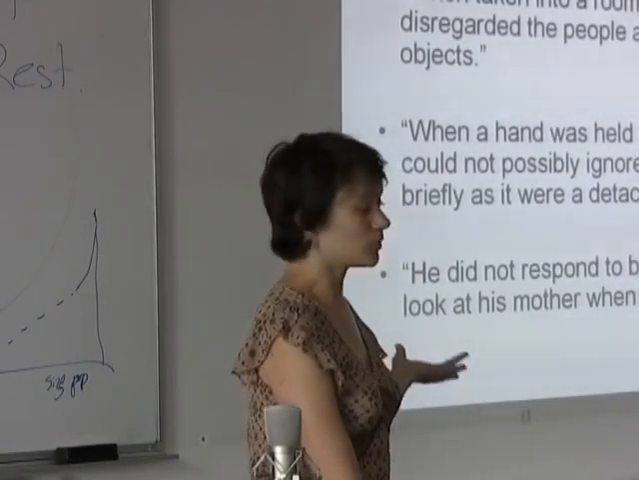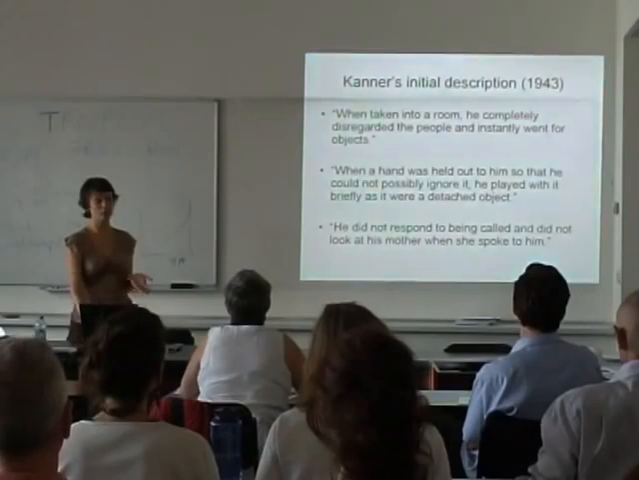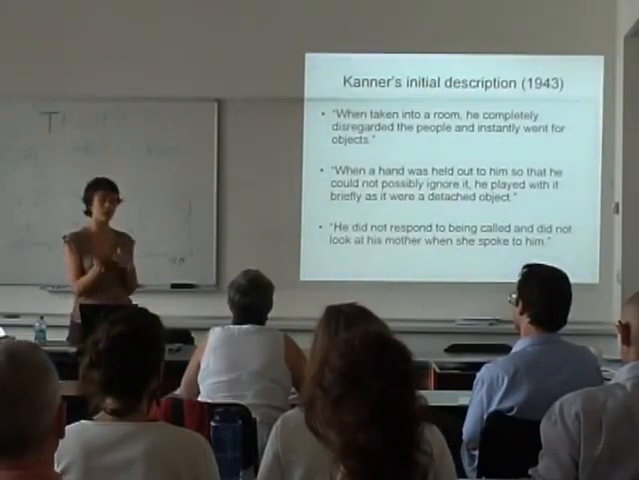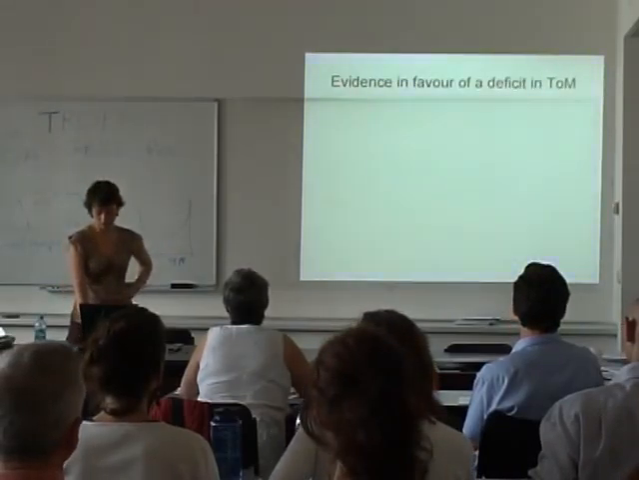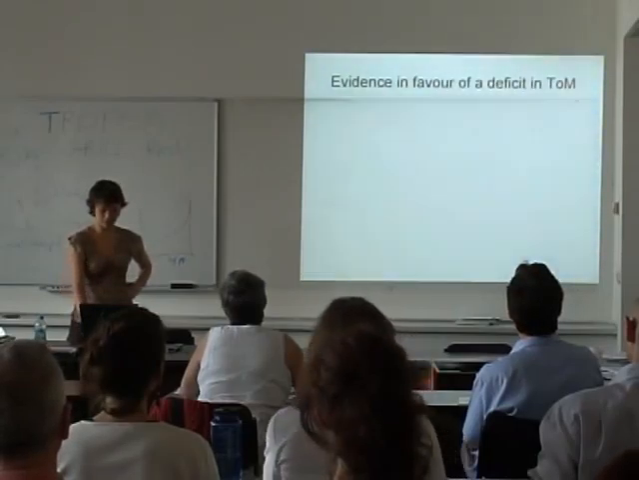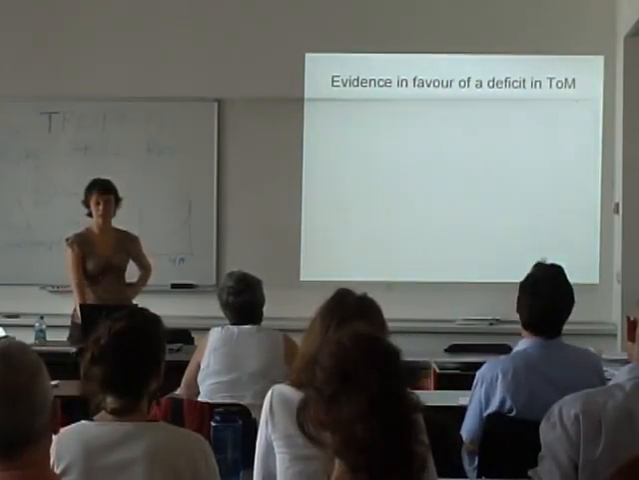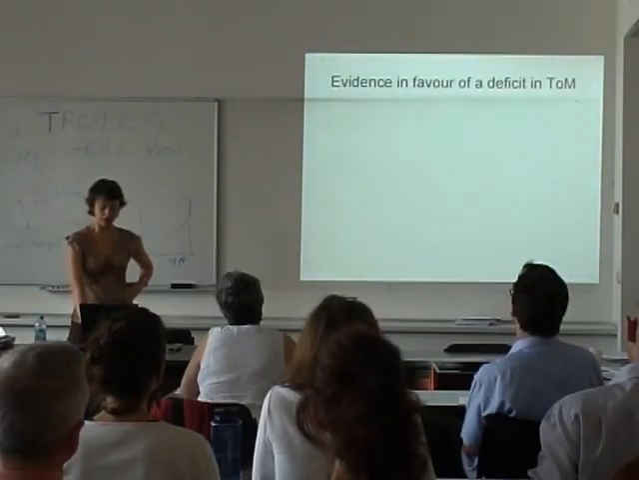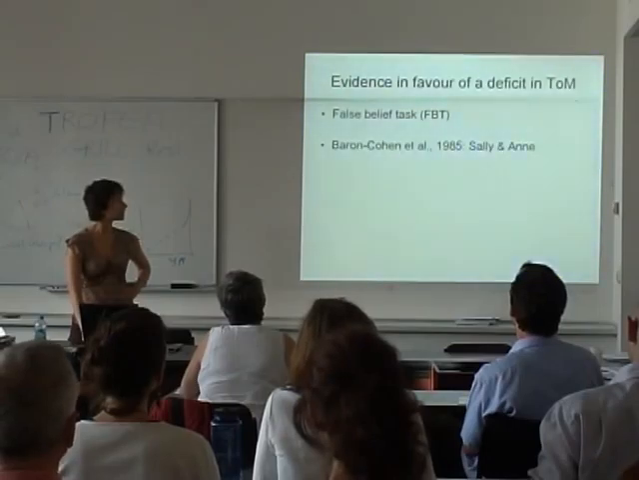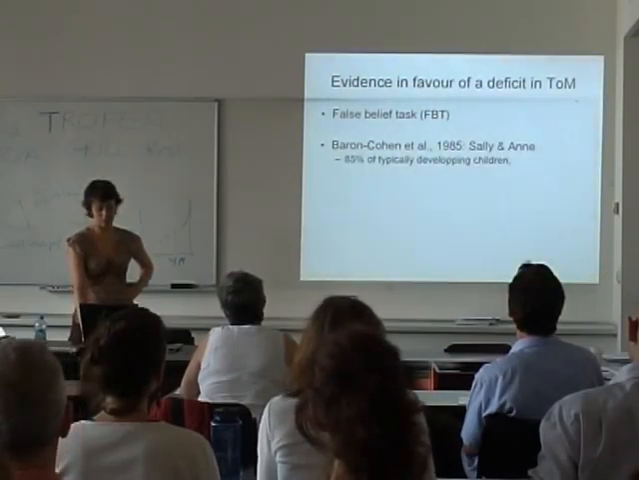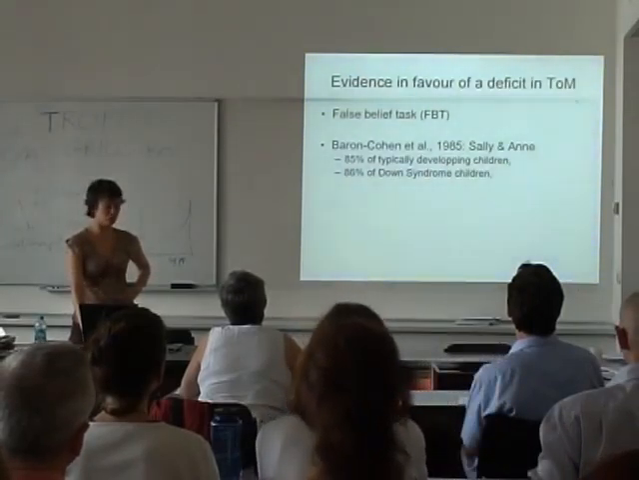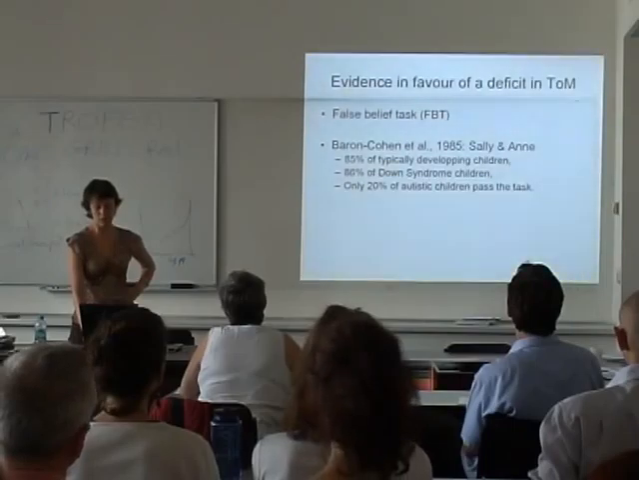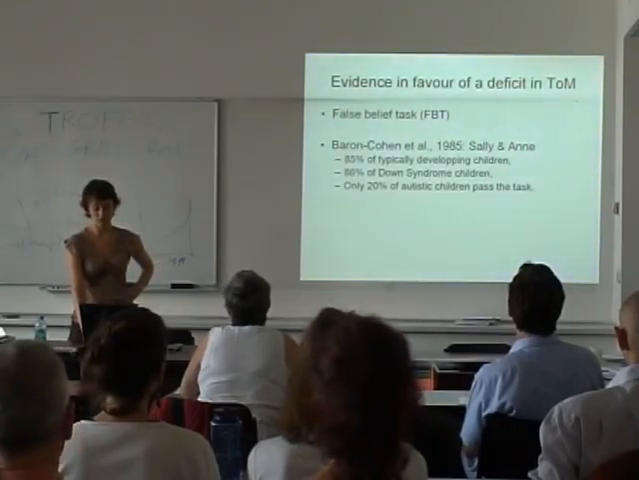So that sort of description has been used by people like Baron Cohen to say that, look, autistic people are seeing others not as minds and people, but as objects. And so there's a lot of evidence in favor of this idea that autistic people have a deficit in theory of mind, and the first piece of data was a study that used the false belief task and that demonstrated 20 years ago that a majority of typically developing children and a majority of Down syndrome children passed the false belief task, when only 20% of autistic children did.